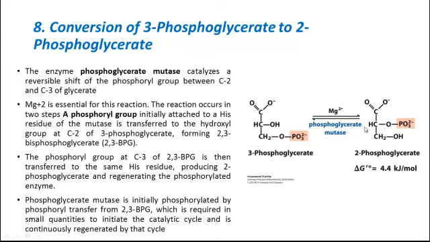So you might remember that mutases are isomerase enzymes that catalyze the shifting of a functional group from one position to another within the same molecule. And here we are going to talk about the shifting of the phosphoryl group from position number 3 to position number 2 of the same molecule. So actually the reaction takes place in two steps.